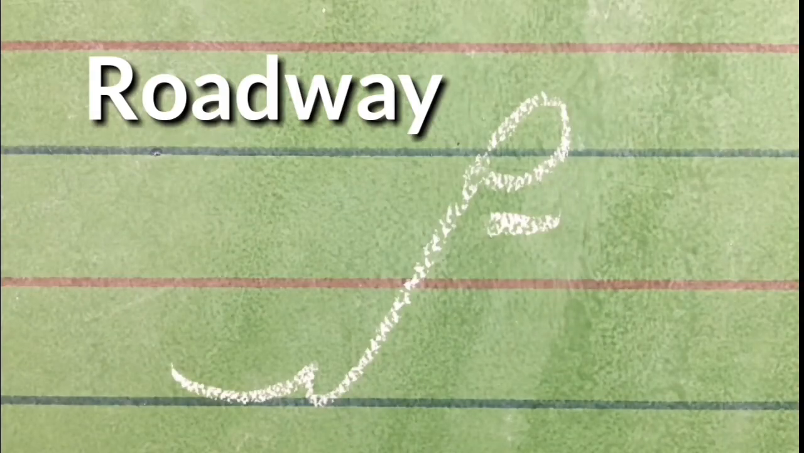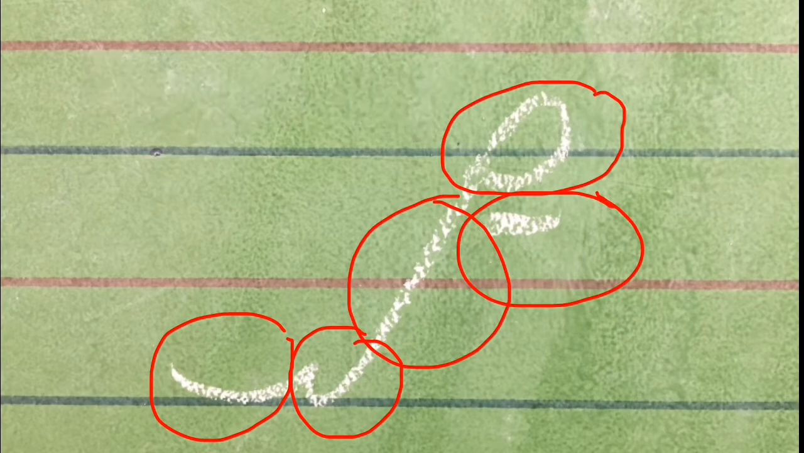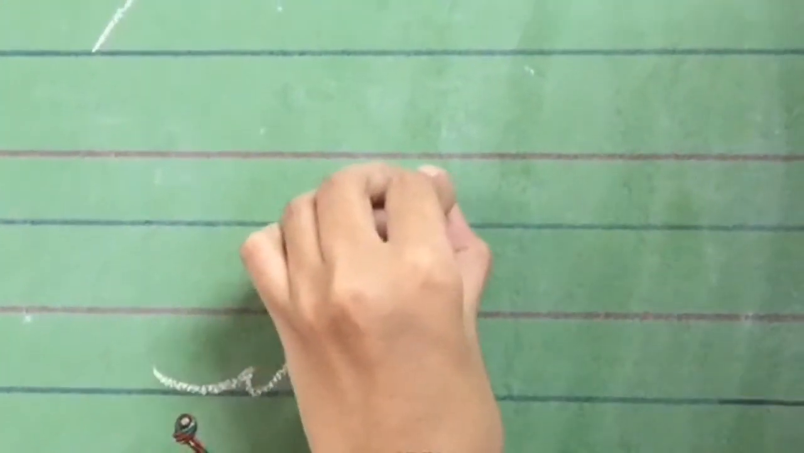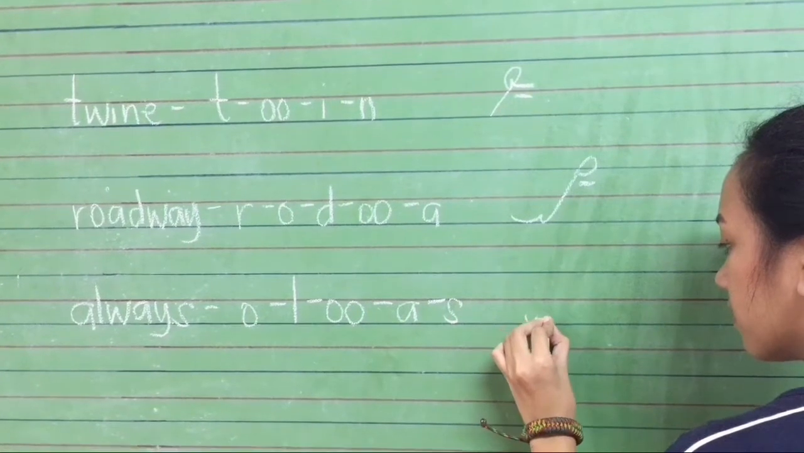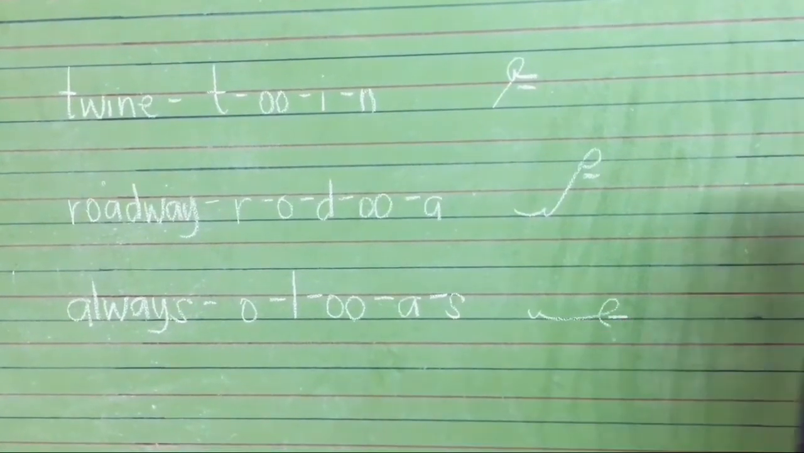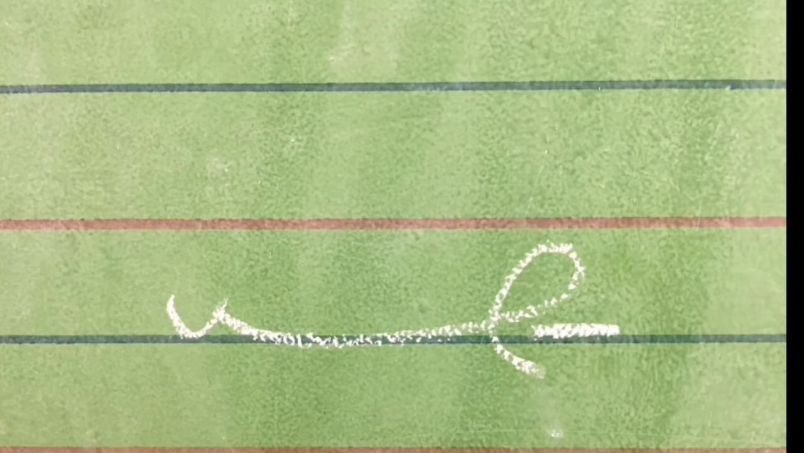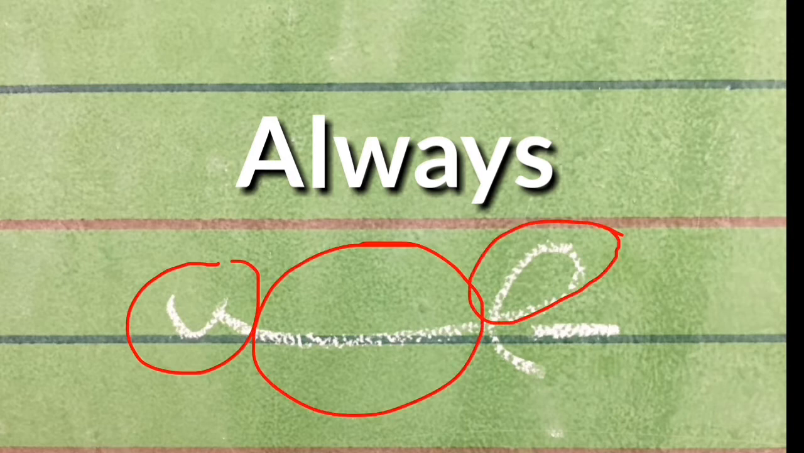The word roadway is represented by the stroke of R, O, D, A, and W. The last word in Principle 1 is always, which is represented by the stroke of O, L, A, S, and W.